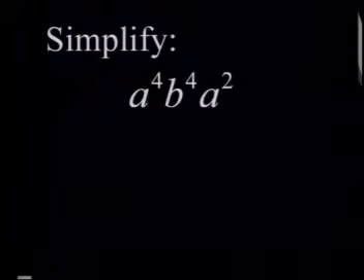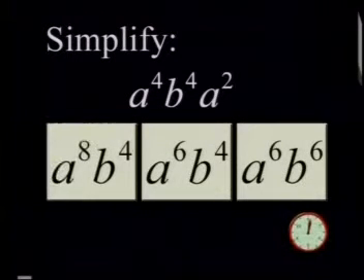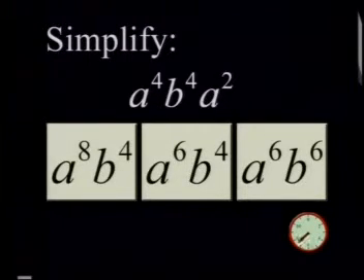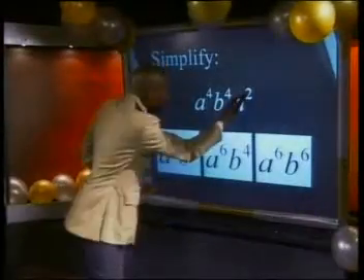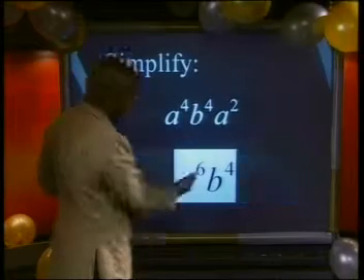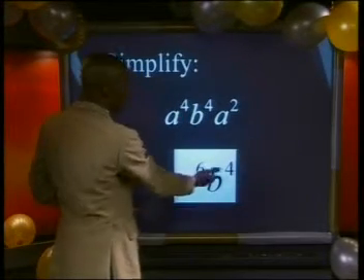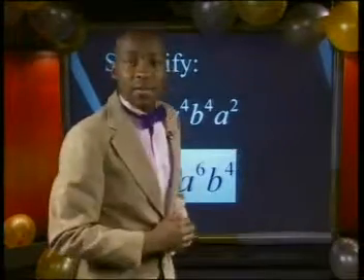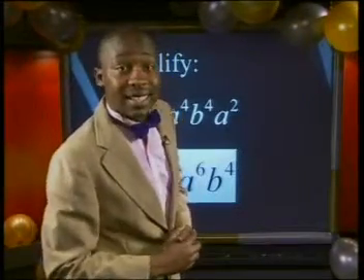Let's get started. Here is number 1. A to the power of 4 multiplied by B to the power of 4 multiplied by A to the power of 2. And here are 3 possible answers. Which one is correct? Did you add 2 and 4 to get A to the power of 6 multiplied by B to the power of 4? Easy enough. Let's move on to the next question.